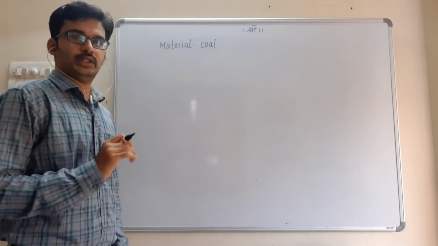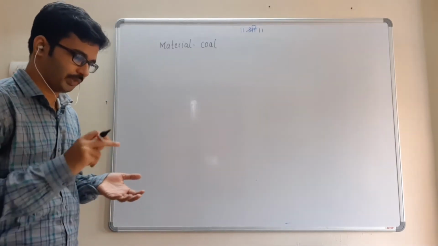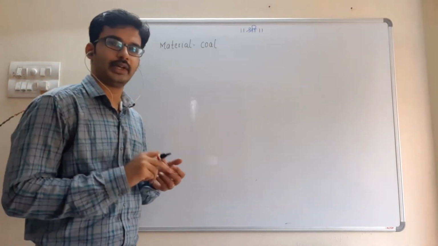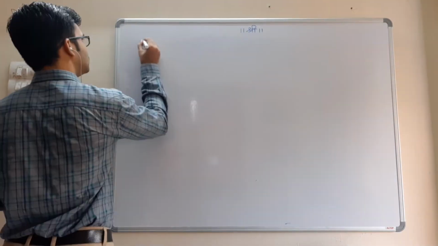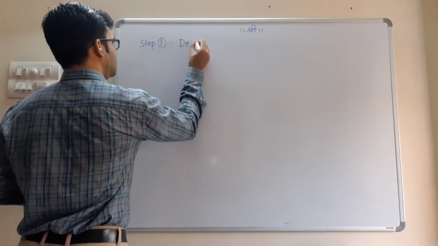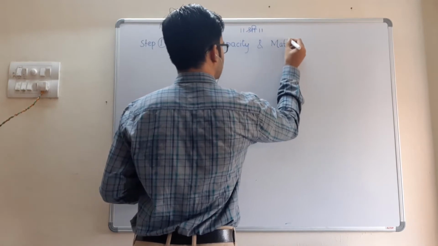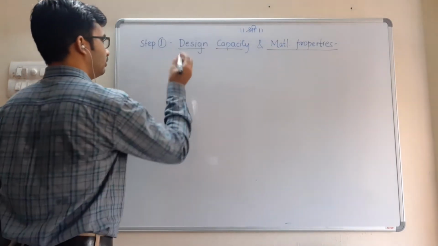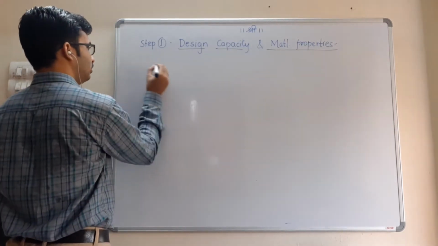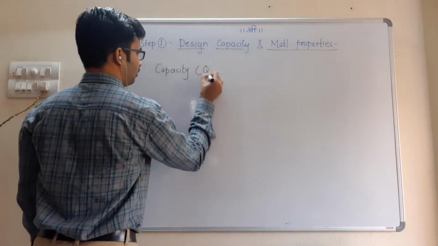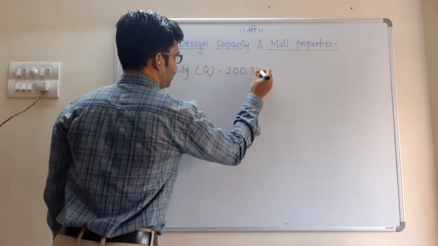Now in today's lecture we are going to cover only two steps. First one is material properties and design capacity, and second one is motor selection. Okay, so we'll start with the first step, step 1, design capacity and material properties. Okay, so let's start with this design capacity. Now we know that capacity is given to us. Capacity is denoted by Q. It is given as 200 TPH.